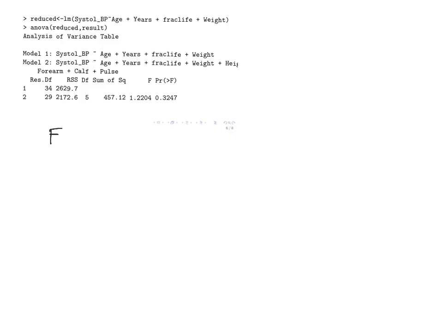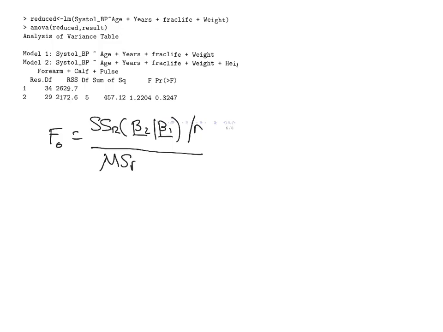Right, and we know the F statistic, SSR of beta 2. In this case, beta 2 are the last 5, and beta 1, the vector, is the first 4 predictors. R is the number of predictors in beta 2, the number that you're looking to drop. So in this situation, it's actually 5. Mean square residuals, beta 1 comma beta 2. So that's the mean square residuals of the full model.